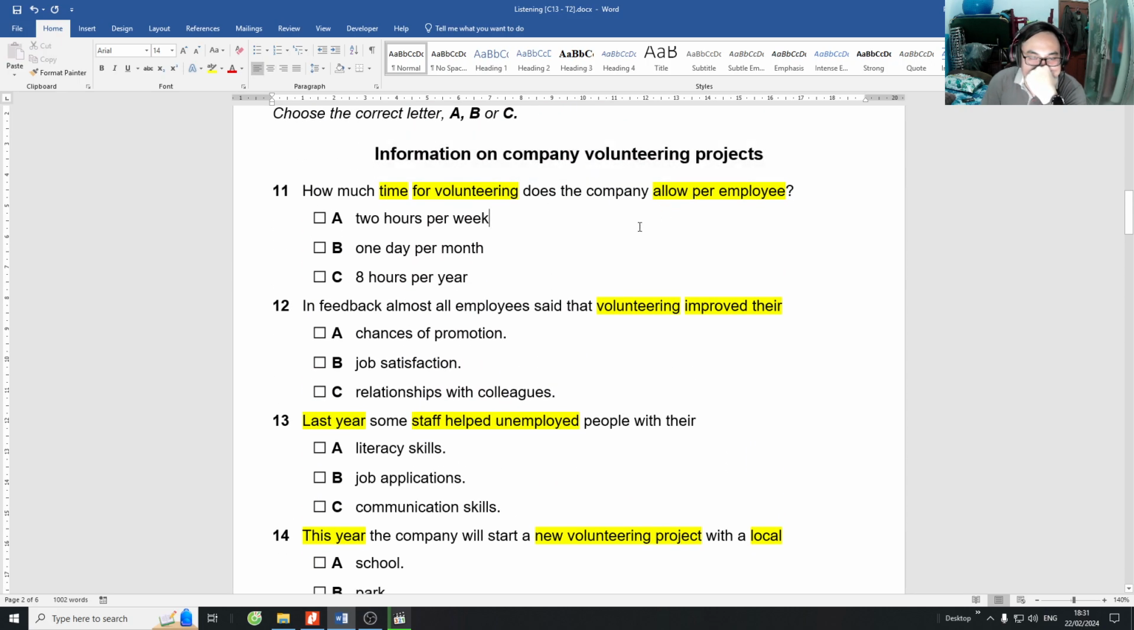Thanks for coming, everyone. Okay, so this meeting is for new staff and staff who haven't been involved with our volunteering projects yet. So, basically, the idea is that we allow staff to give up some of their work time to help on various charity projects to benefit the local community. We've been doing this for the last 5 years, and it's been very successful.